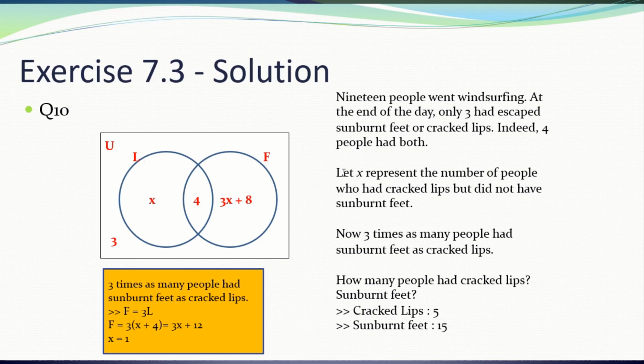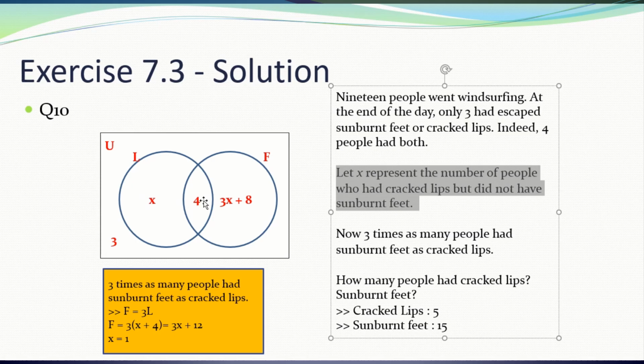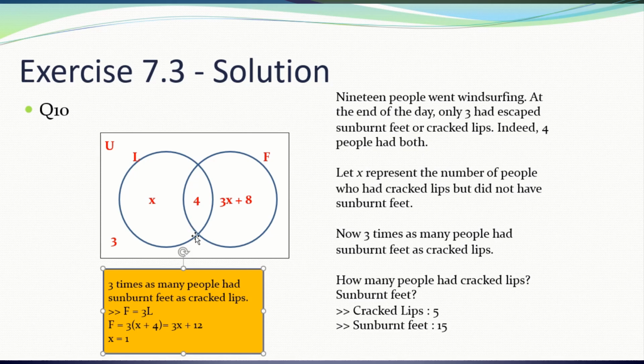This is x. They already told you x represents that. So x plus 4 is the whole of l. So 3 bracket that l, x plus 4, which is equal to 3x plus 12. So sunburned feet, the whole thing is 3x plus 12. Understand? So if this is 4, this is 3x plus 8. Because the total makes 3x plus 12. Understand? So now you can solve it to find x.